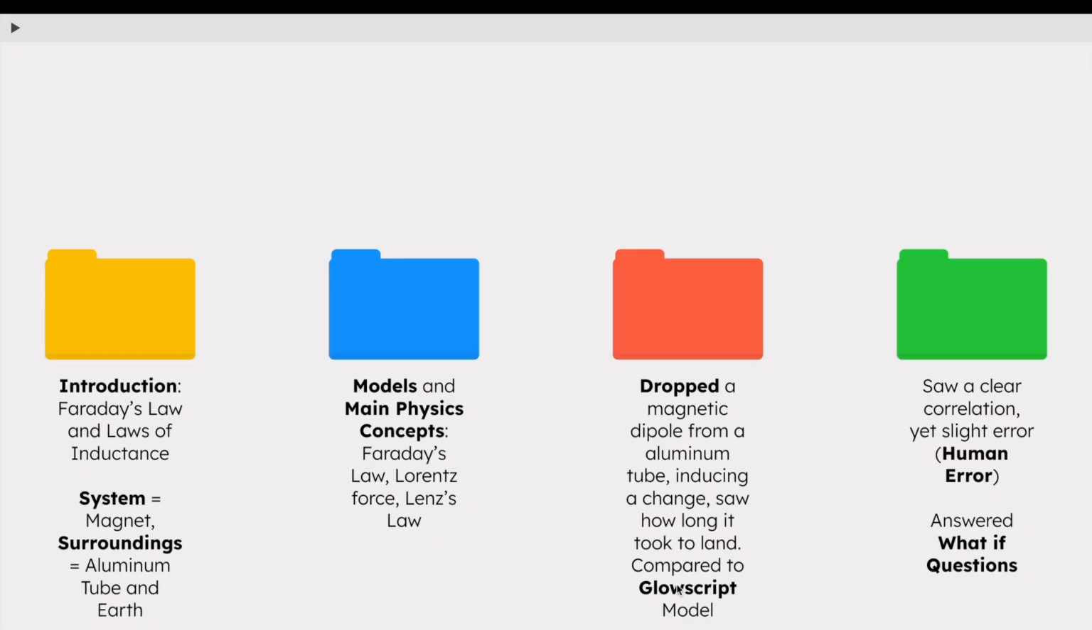So for the introduction, I looked at Faraday's law and the laws of inductance. The system was the magnet and the surroundings the aluminum tube and the earth. The models and main physics ideas are Faraday's law, Lorentz force, and Lenz's law. As I dropped the magnetic dipole through an aluminum tube, inducing a current, I could see how long it took to land and compare this to a GlowScript model. And just to recap everything, there was a clear correlation, yet there was slight human error, and I also made sure to answer the what if and what does it mean questions.